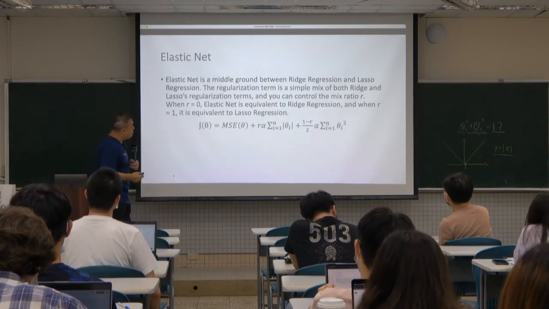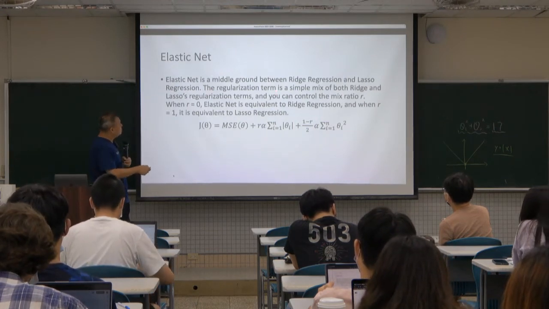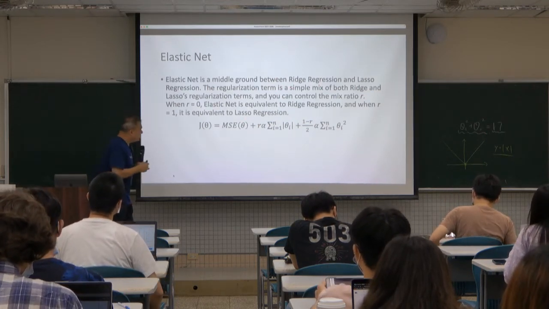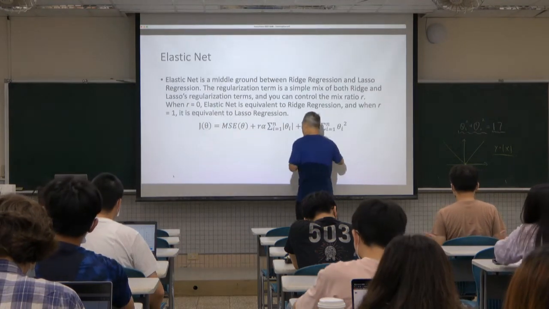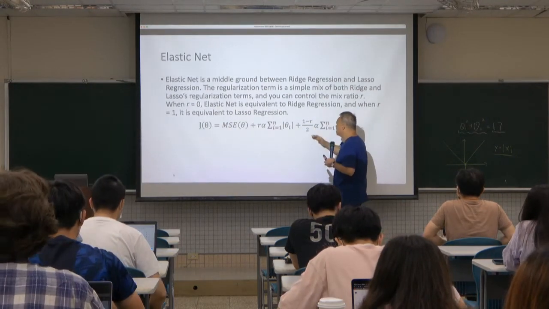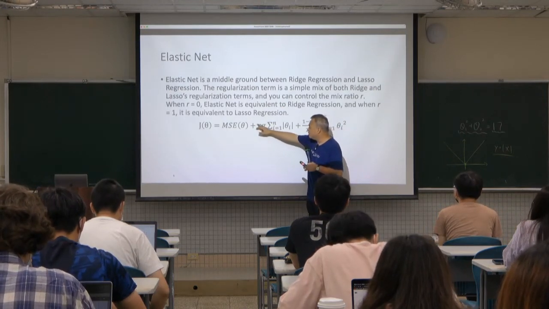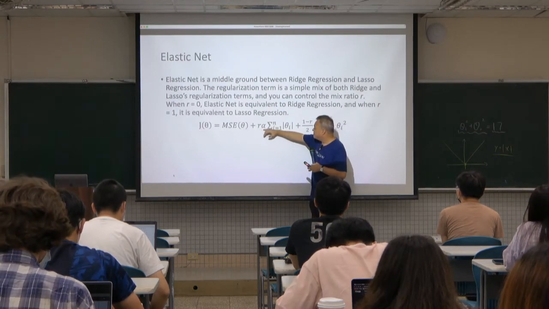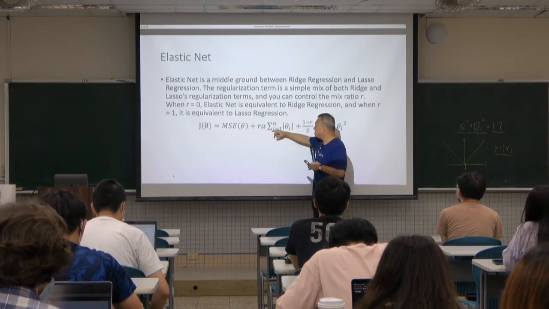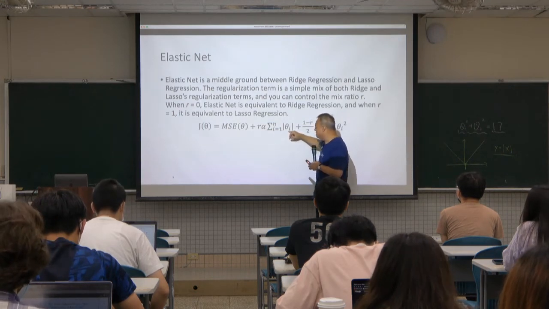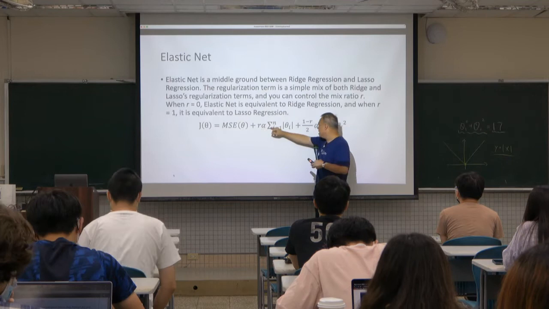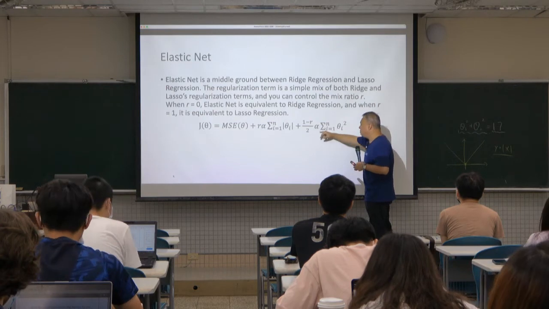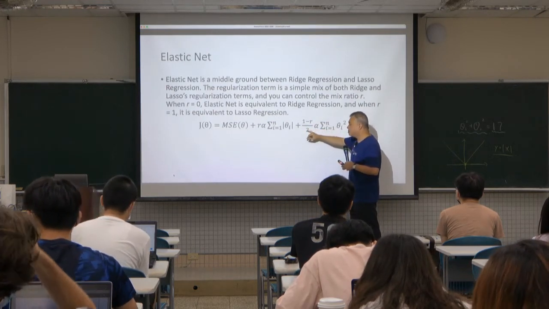The third one is elastic net. You can treat it as a combination of ridge and lasso. You can see it adds these two terms into the cost function. The important thing is we introduce an additional gamma value here. This is the penalty term for lasso, and we multiply it by gamma, and we multiply the penalty term for ridge by 1 minus gamma divided by 2.